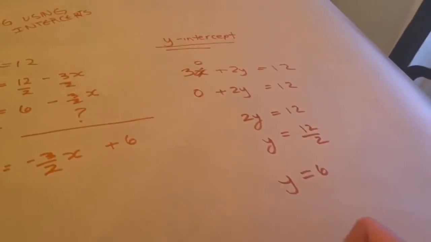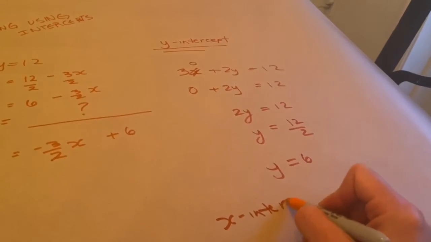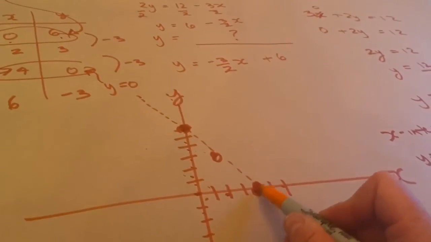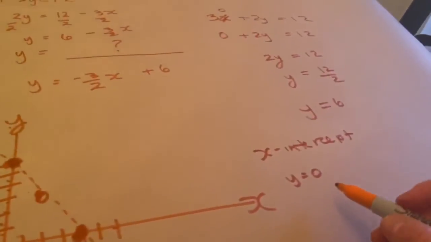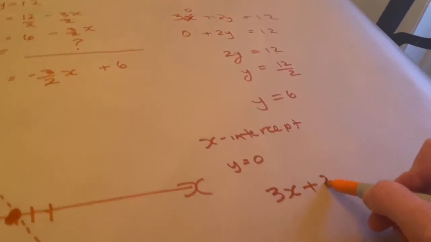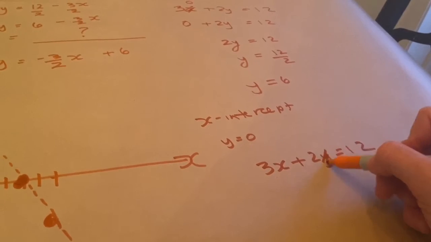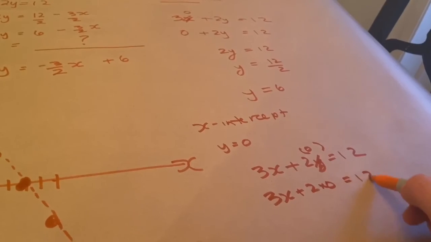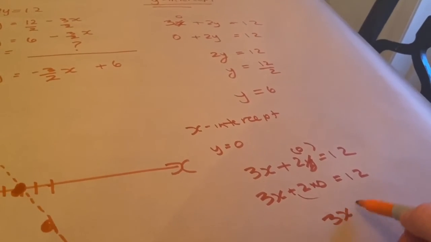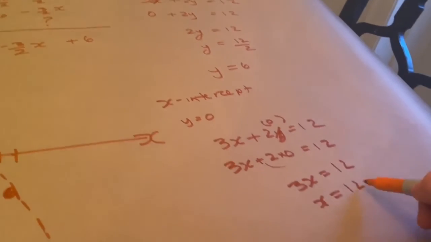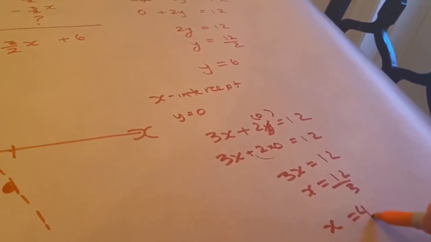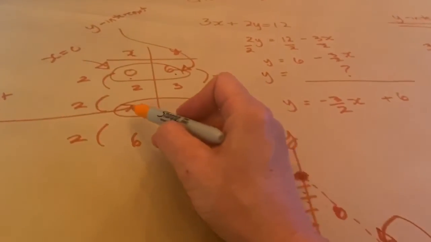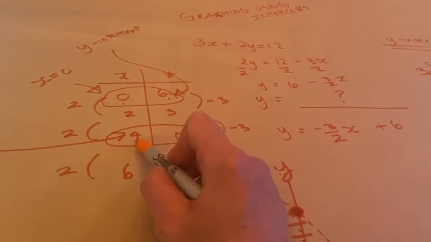Now, let's see if it works for my x-intercept. If I have an x-intercept, my y is equal to 0. Okay, so I'm going to write down my equation: 3x plus 2y is equal to 12. I'm going to cross off my y here, put a 0. So I have 3x plus 2 times 0 is equal to 12. 2 times 0 is just 0. So I have 3x is equal to 12. X is equal to 12 divided by 3. X is equal to 4, which is the same thing as I got here. The same thing, my x-intercept is equal to 4.